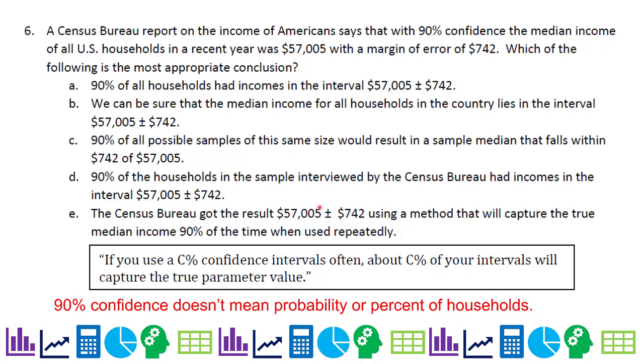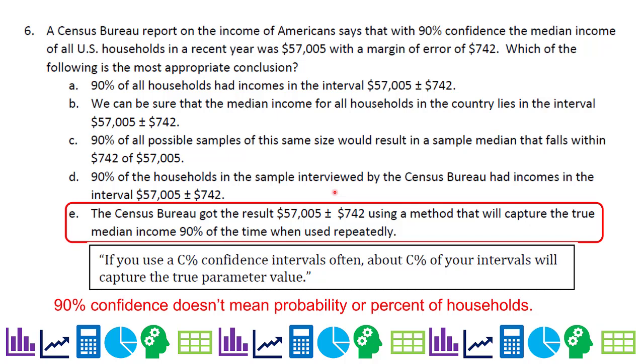Let's go to E. The Census Bureau got the results $57,005 plus or minus $742 using a method that will capture the true median income 90% of the time when used repeatedly. That matches our definition of confidence level.